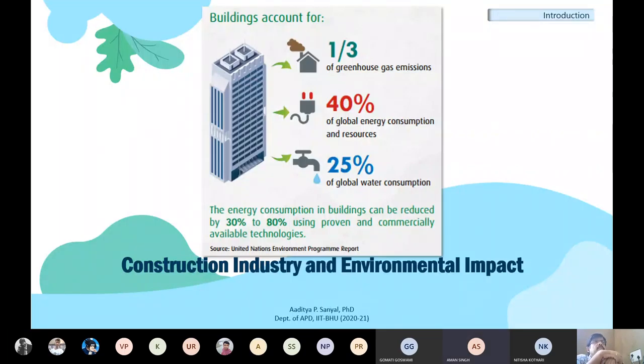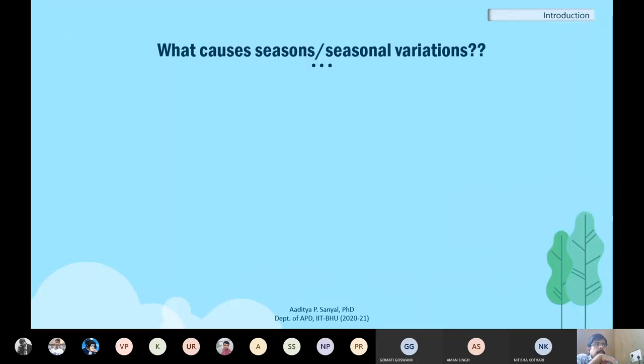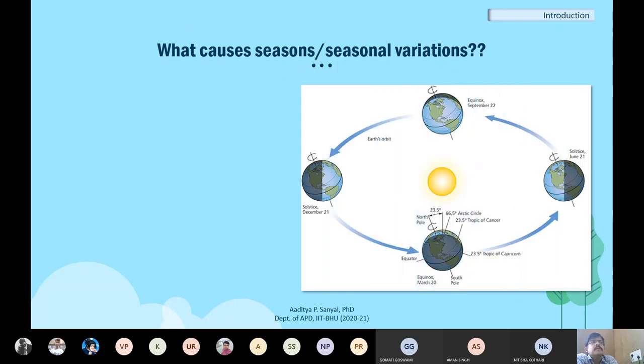Methane. And sulfur dioxide. CCl4. What does that stand for? Chloroform. Chlorofluorocarbons. Yes. Okay. So 40% of the global energy consumption and resources, and 25% of the global warm water consumption.